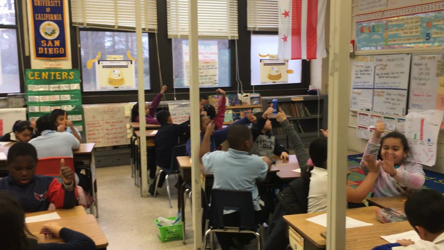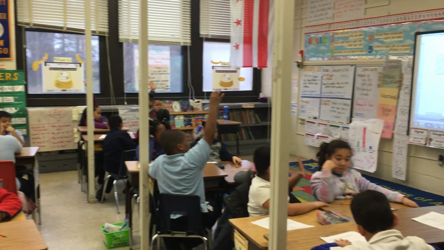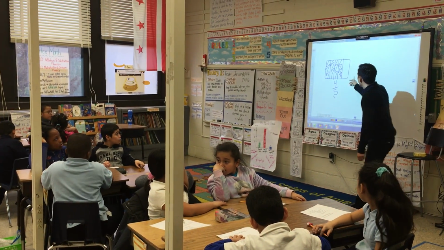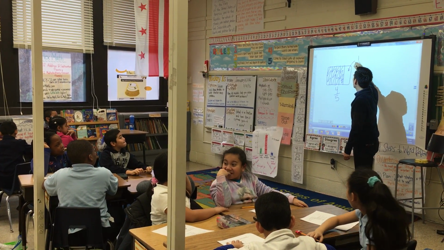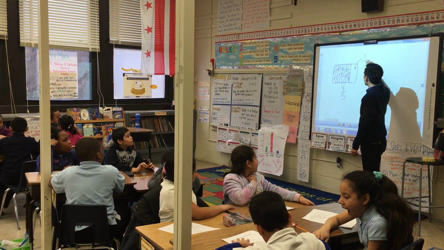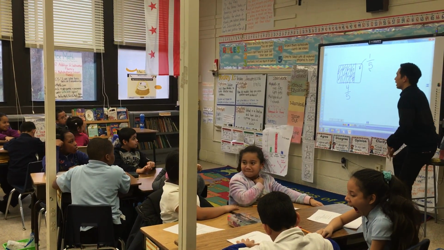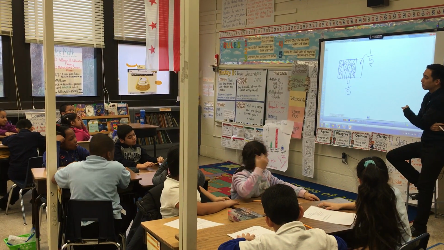Okay, what fraction of the class does not speak Spanish and English? Kevin? 1/5. Why 1/5? Because 1 is not shaded, and there's 5 equal parts. All right, now let's look at our model, and your model should match mine.